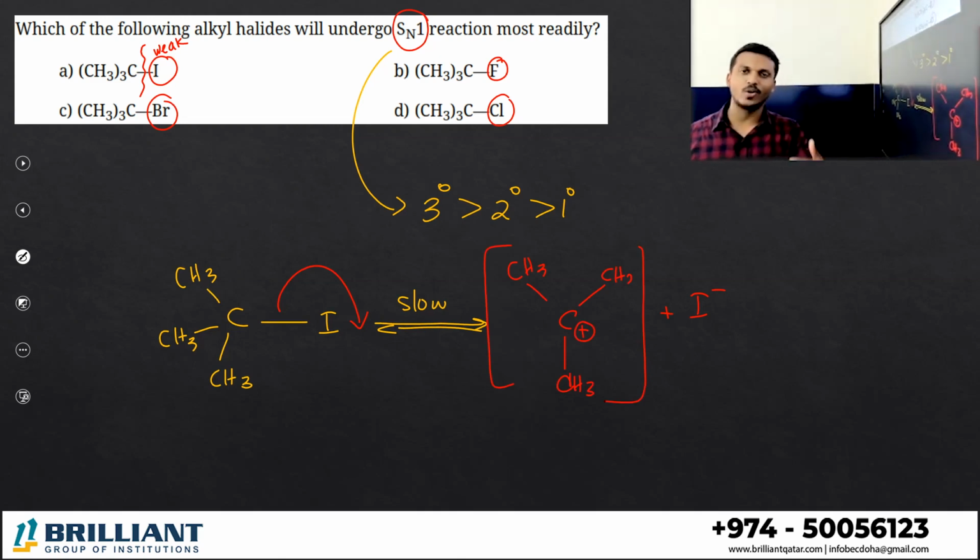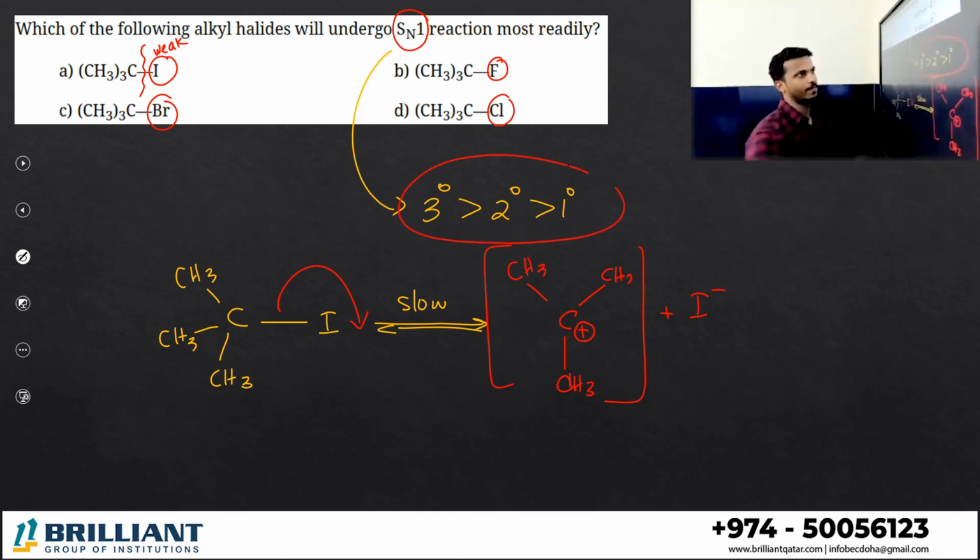So which will undergo SN1 reaction faster? First you go through this order. If all are given as secondary, or all are given as tertiary, you check where you can leave the halogen so easily. Iodine is the best leaving group. It can form the carbocation immediately. So option A is the correct answer.